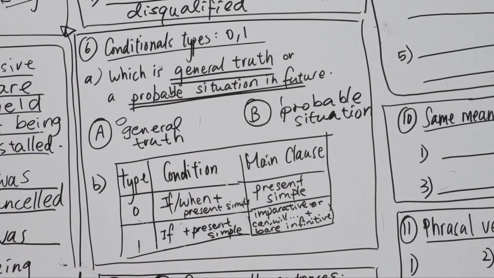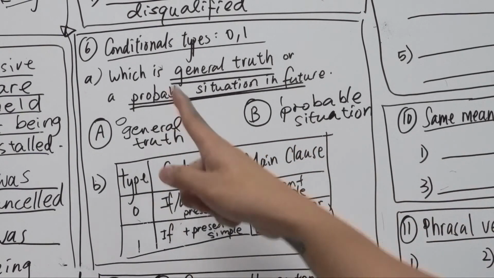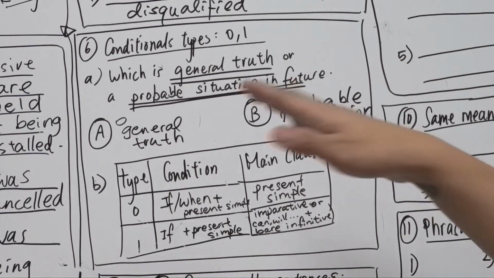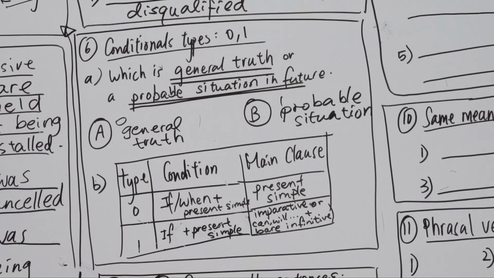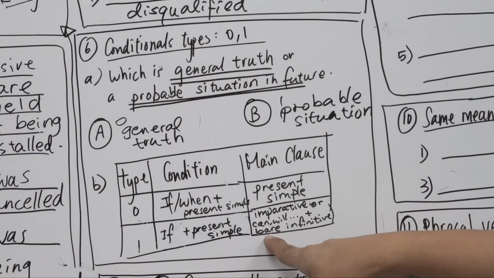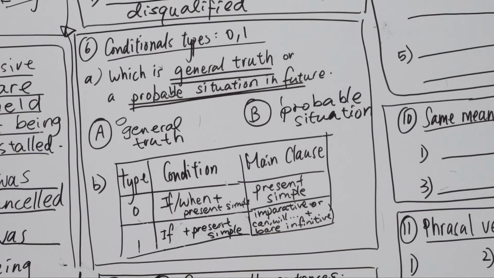Not always the truth, right? Not always the truth. So that is the difference between type 0 and type 1, okay? General truths and a probable situation. For example, if the class finishes early, I can have early, can have, right? Can have early lunch or late lunch. Can have is the bare infinitive, right?